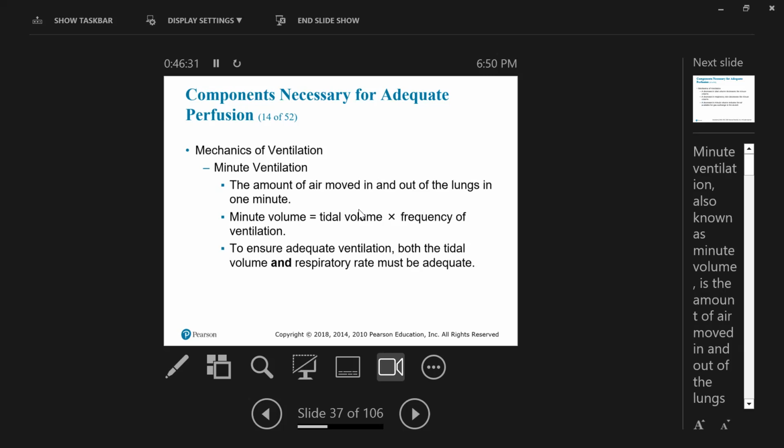Okay, now key thing about this, minute volume, the amount of air moved in and out of the lungs in 1 minute. Memorization: minute volume, the amount of air that's moved in and out. Now, minute volume equals tidal volume times frequency of ventilations. To ensure adequate ventilations, both the tidal volume and the respiratory rate must be adequate. So what is the minimum number when you're dealing with respirations? How many respirations would be the minimum? You can go a little bit, 12 to 20, so 12 would be the minimum, right? So if it goes below 12, you have to work to ventilate this patient.